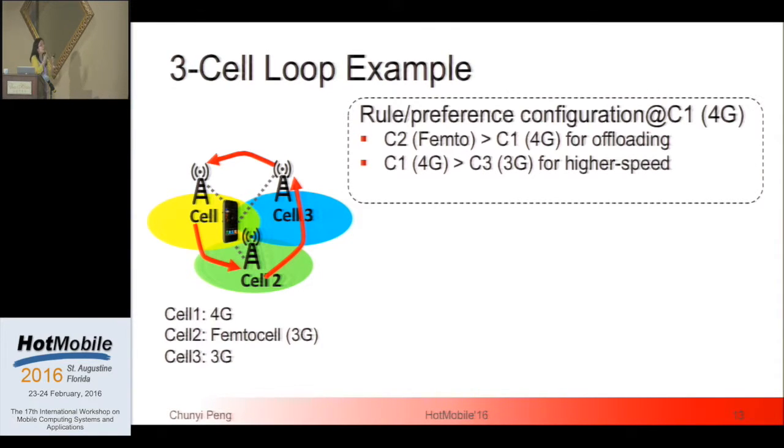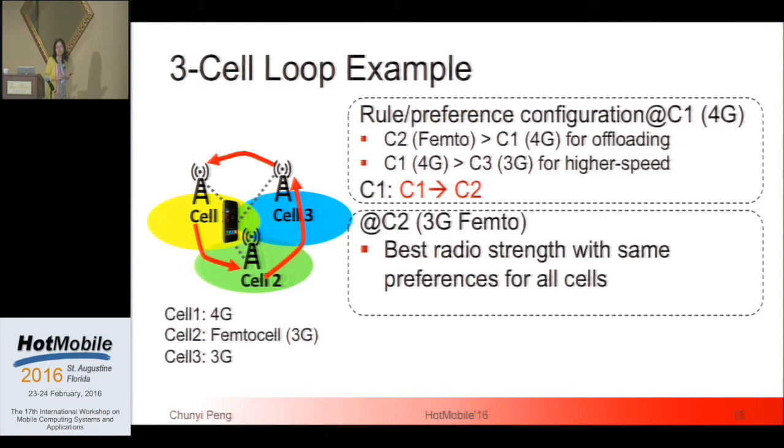And in this case, he actually configured cell 1, like a 4G cell, with this preference. For example, I prefer femto cell for offloading traffic. So when the phone stays with cell 1, it will trigger a handoff to cell 2, the femto cell. And once he moves to the femto cell, it has a different preference.